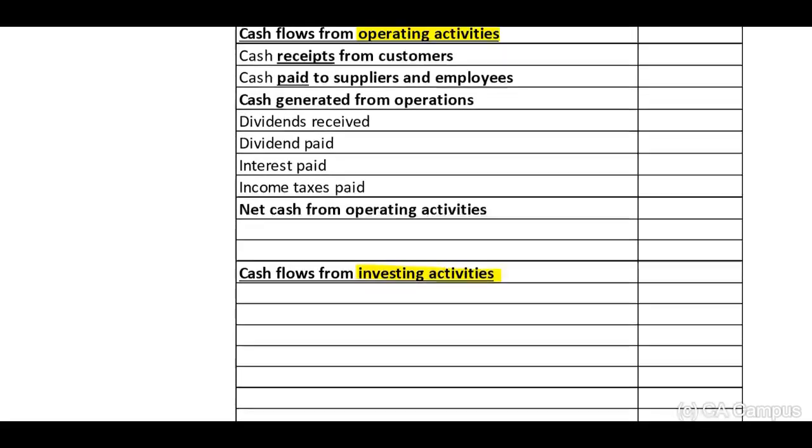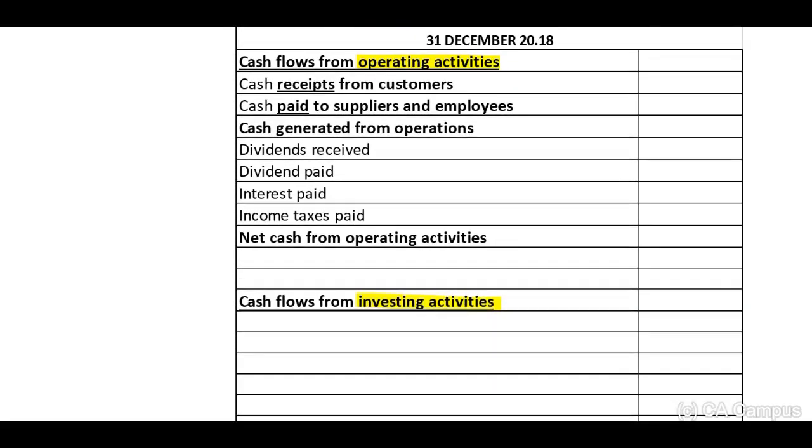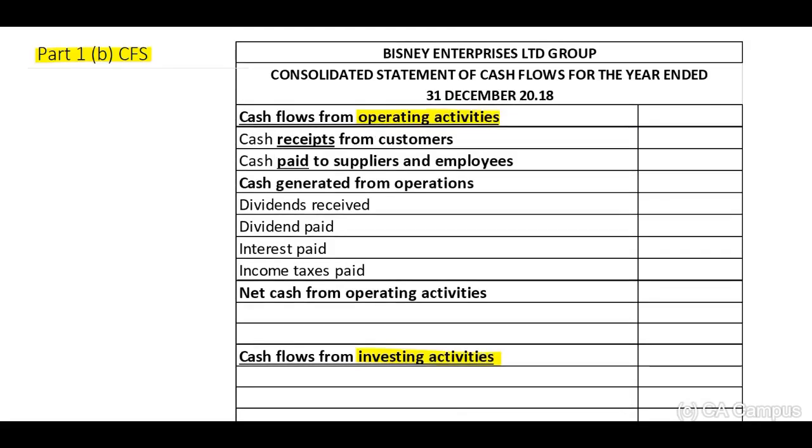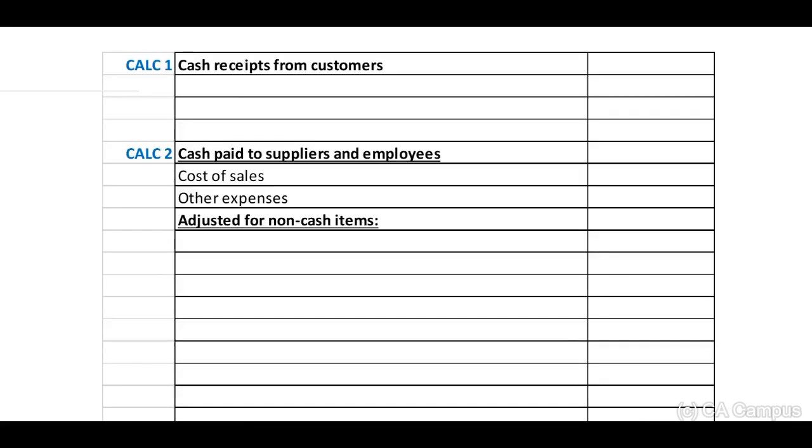Leave sufficient lines open. Now, my recommendation, and this is the way that I remember this, is when I know that I need to include my cash flow statement, I will always include my cash receipts from customers as my calculation number 1. My cash paid to suppliers will always be my calculation number 2. And on a new page, I will start off with my calculation 1, cash receipts, and calculation 2, my cash paid.